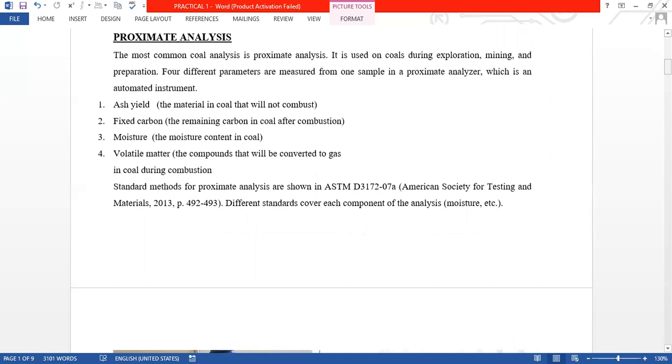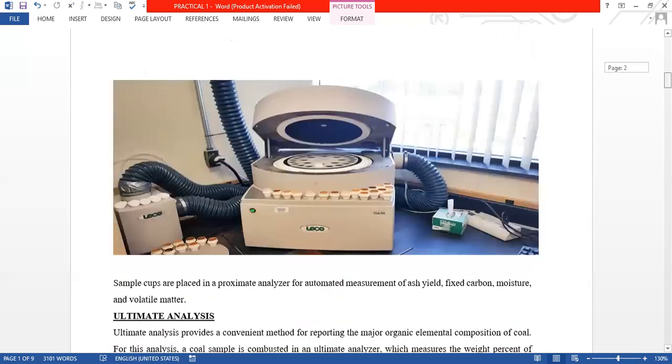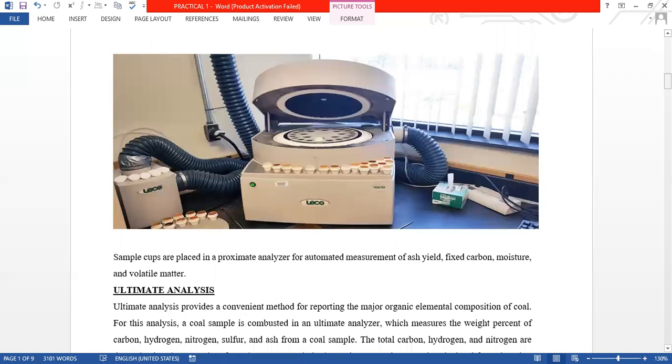The most common coal analysis is called proximate analysis. First, ash yield: the material in the coal that will not combust. Fixed carbon: the remaining carbon in the coal after combustion. Moisture: the moisture content that is present in the coal. Volatile matter: the compounds that will be converted to gas in coal during combustion. These are the determinations that we are going to discuss in this practical.